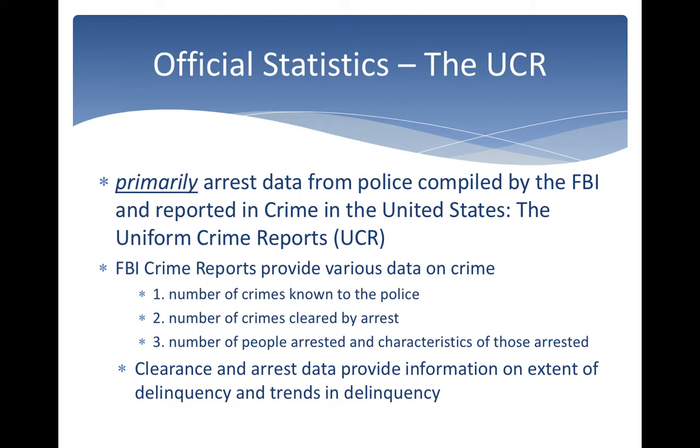Primarily our official statistics come from the Uniform Crime Report. This is arrest data collected by the FBI from individual police departments, and it's compiled in the FBI's annual Crime in the United States, the Uniform Crime Reports. It provides various data on crime, mostly the number of crimes known to the police, cleared by arrest, and people arrested and characteristics of those arrested. This clearance data, which is the number of crimes cleared by arrest, so crimes that are considered solved because an arrest has occurred, and arrest data provide information on the extent of delinquency and trends in delinquency.